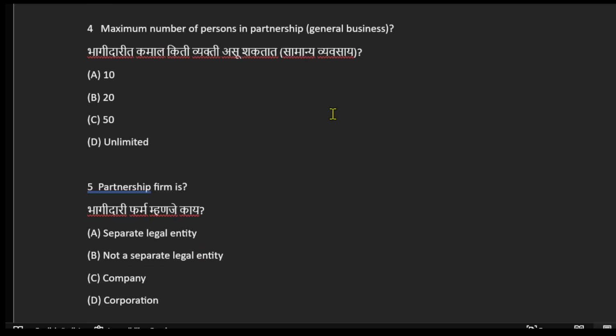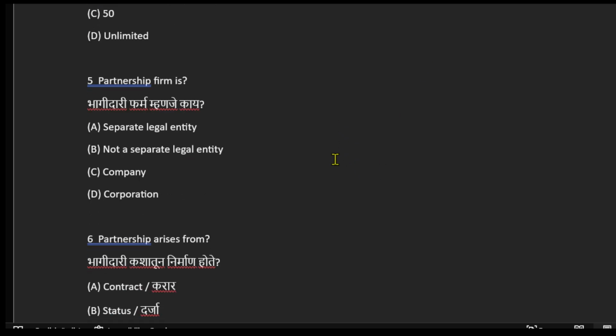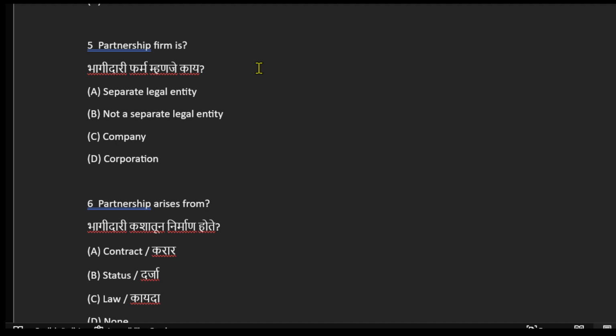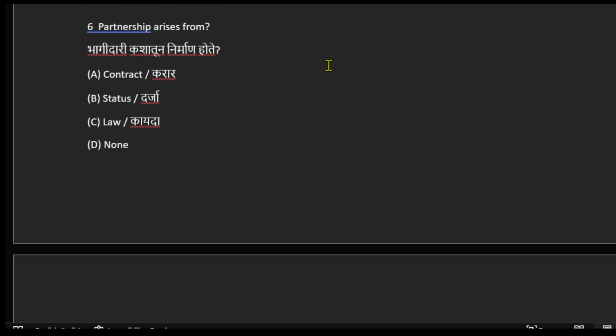2. 4. Maximum number of persons in partnership, general business, 20. 5. Partnership firm is not a separate legal entity. 6. Partnership arises from contract.